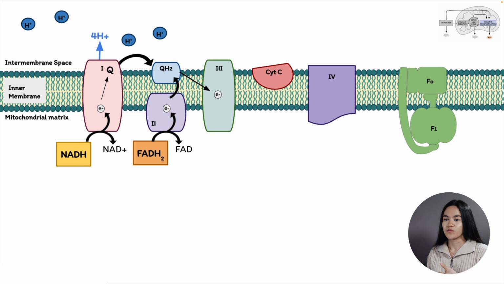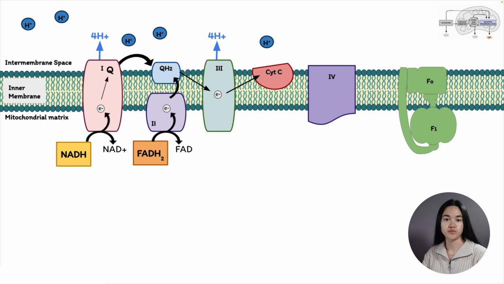Okay, now we're at complex 3. Let's slow down for a second. Complex 3 is a multi-subunit complex that contains cytochrome B, C1, and iron-sulfur centers. So QH2 will donate the electrons to complex 3 and then be oxidized back to coenzyme Q. And complex 3 will pass the electrons along the carriers that make up complex 3 until it passes the electrons to cytochrome C, this right here. And for complex 3, we're going to pump protons into the intermembrane space right here. So there is a release of energy that is used to pump the protons from the matrix into the intermembrane space.